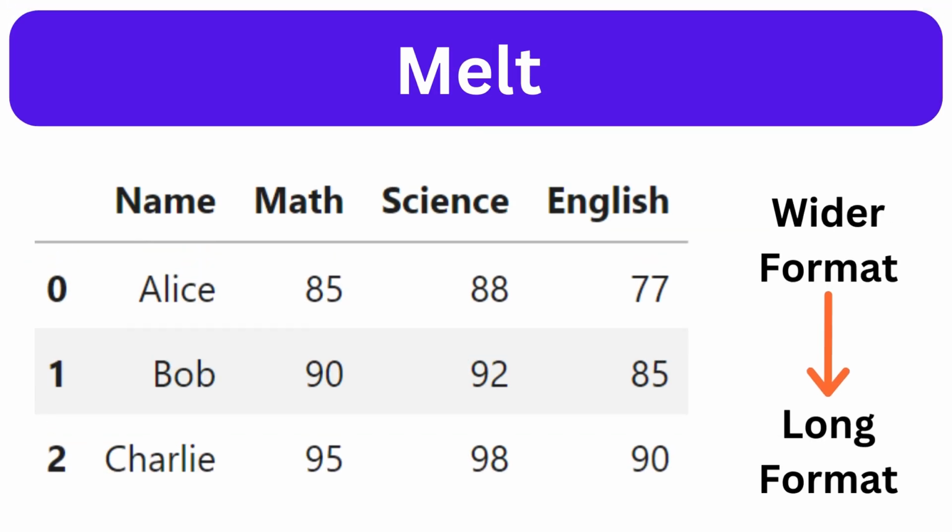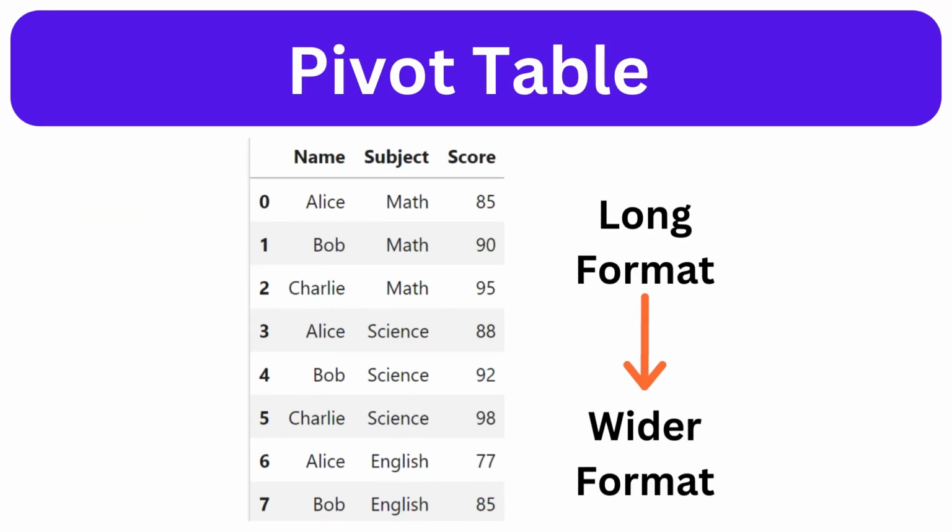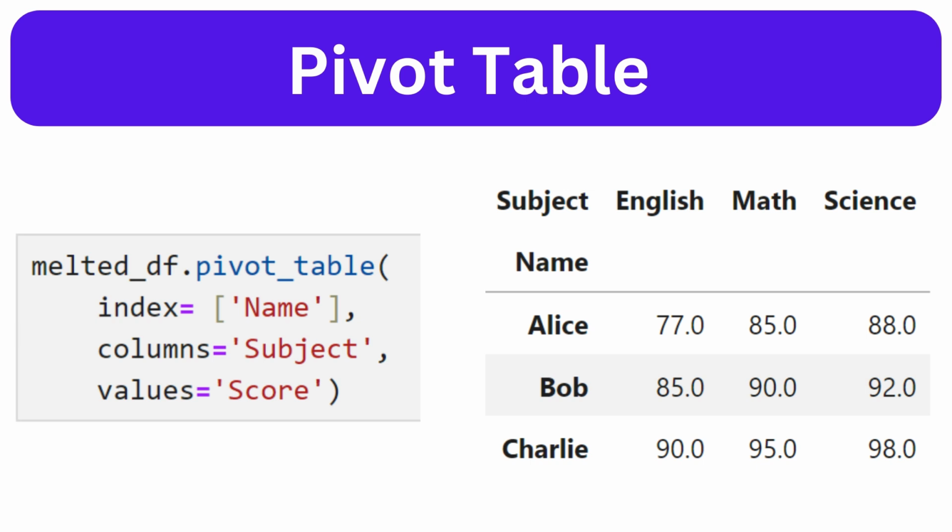Let's discuss the reshaping functions. Melt is a function that converts a wider format to a longer format. We have combined all of the columns into two columns, the subject and the score. Pivot table does the opposite. It transforms long format data back into the wider format, which can be useful for aggregation and grouping. Melt is a Pandas function, while pivot table is a data frame method.